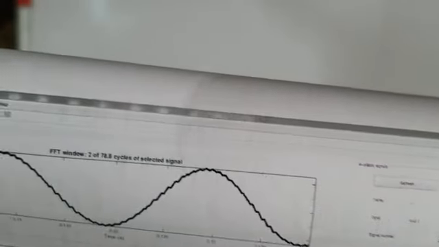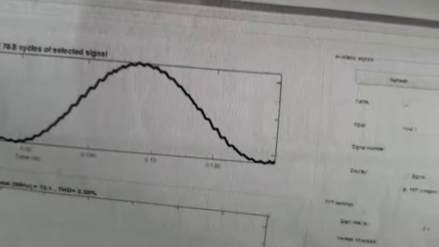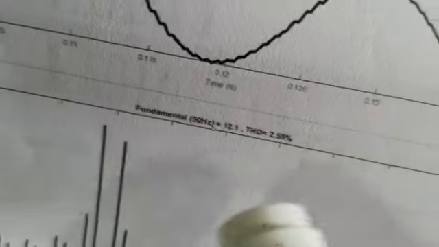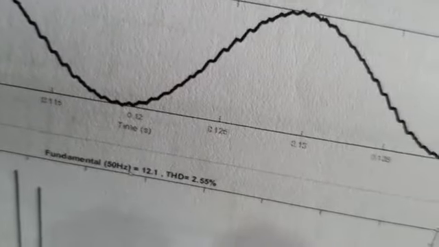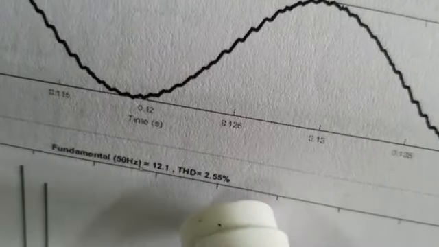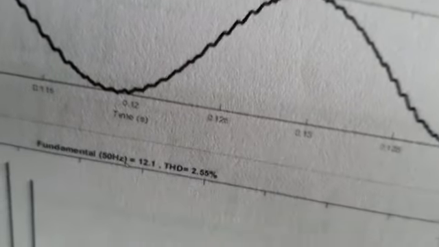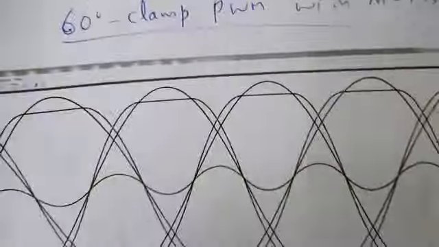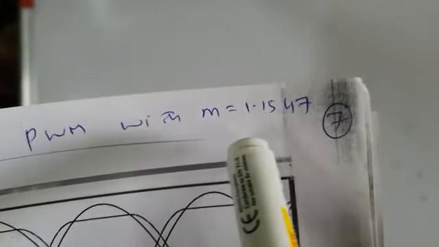If it is clear to you, the THD of the current you can read from here. It is written somewhere here. It is just 2.09%. In the previous case, when switching frequency was low, it was about 5%, and it has gone down by increasing the switching frequency. And this is 60-degree clamp PWM with M equal to 1.1547.